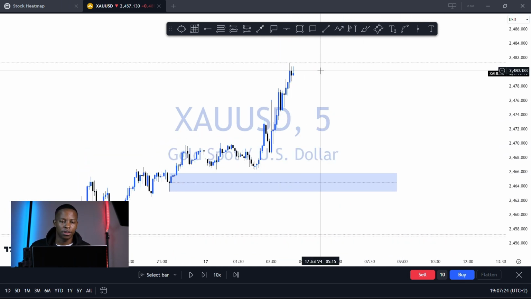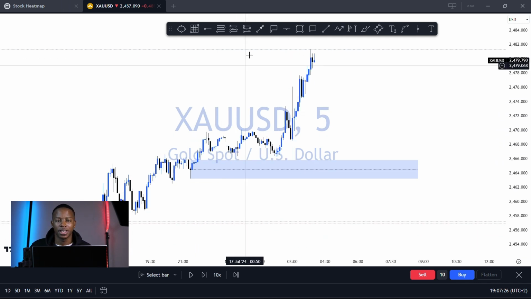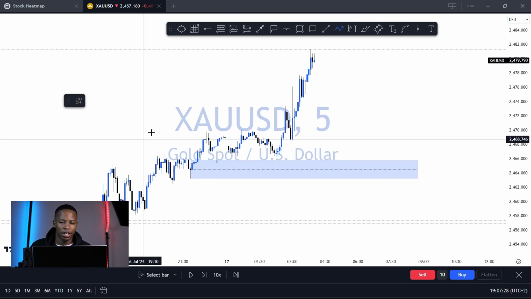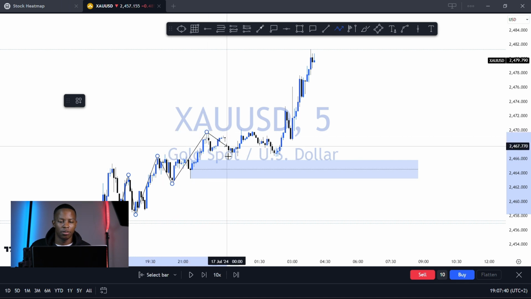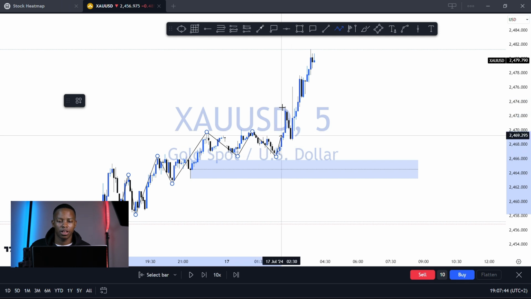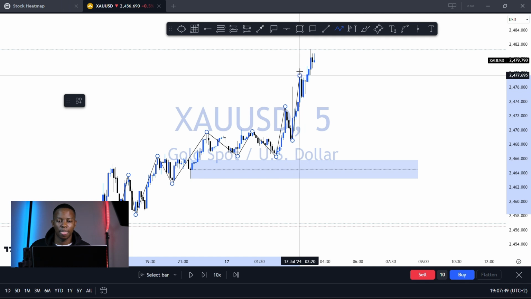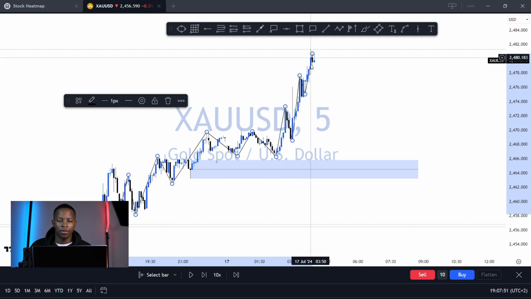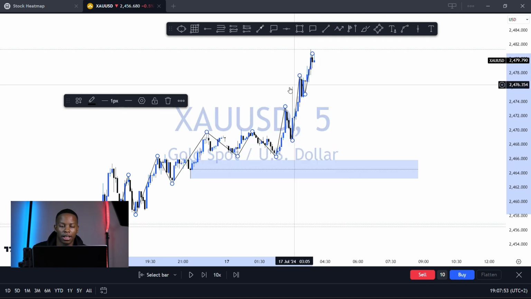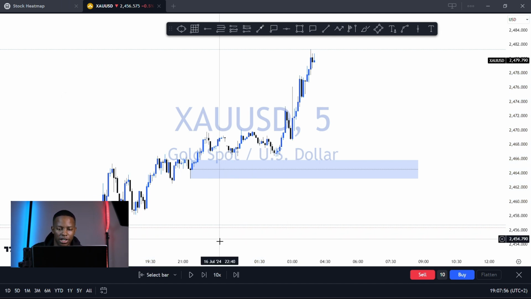Quite simply, price is creating a series of higher highs and higher lows. As you can see, price is trending up. We are trading up. Price is making a series of higher highs and higher lows.